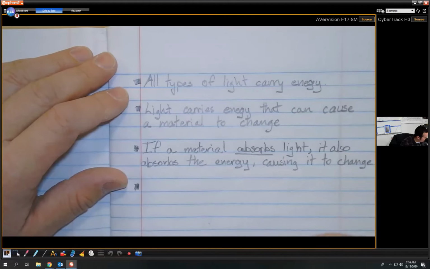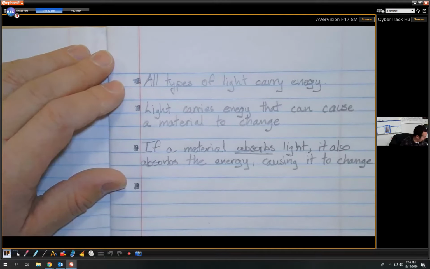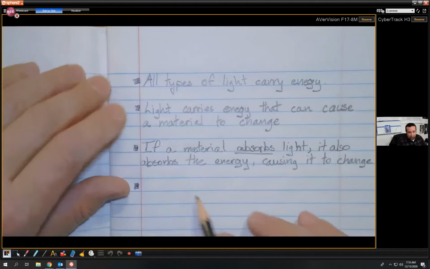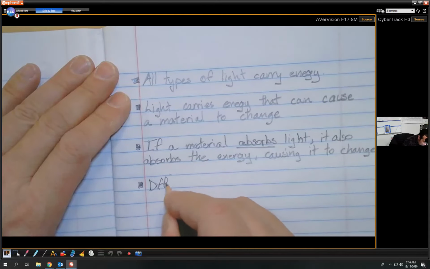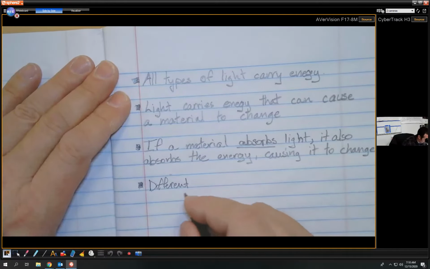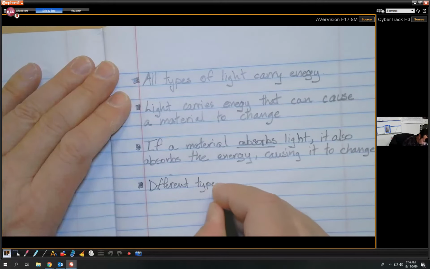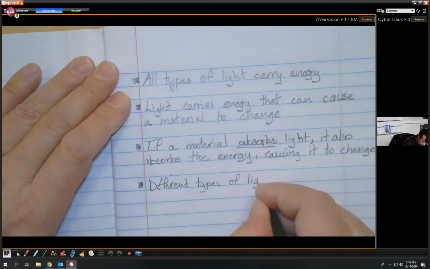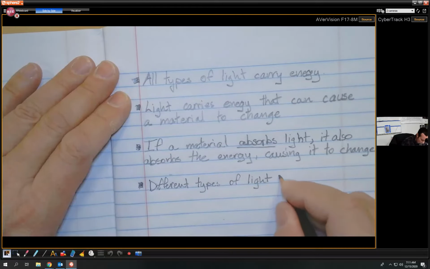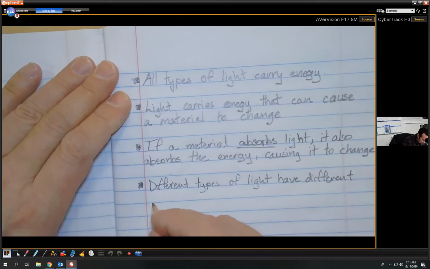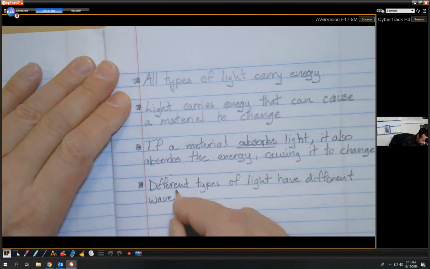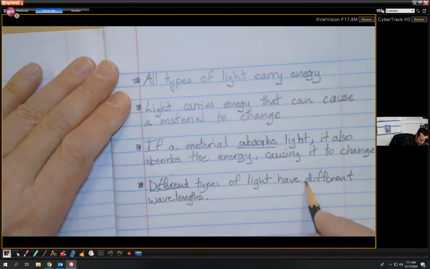Let's see. This next one has to do with wavelengths. And this statement is directly from your key concepts, and it's different types of light have different wavelengths.